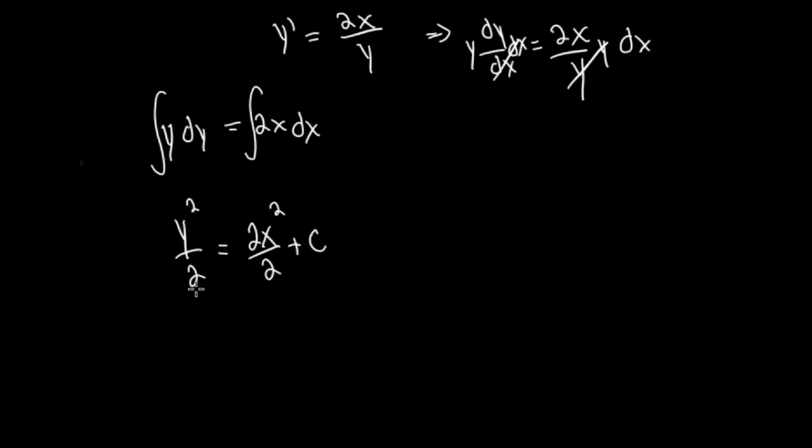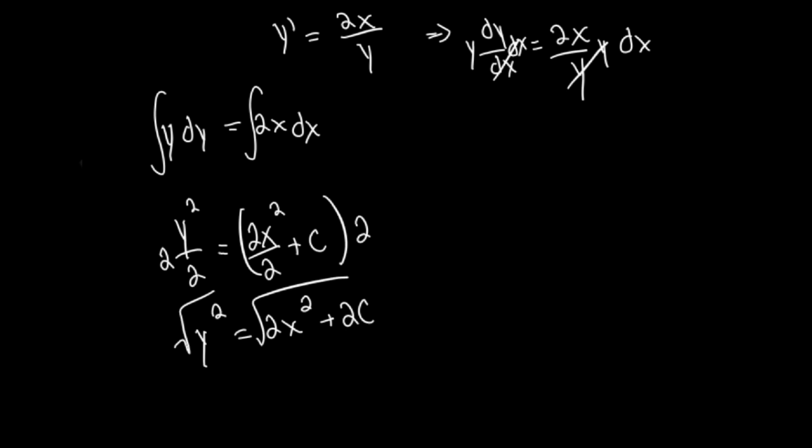Now, the third step is to solve for y. So we can multiply both sides by 2. So this gives us y squared is equal to 2x, because these two just go to 1 and we multiply by 2. So we have 2x squared plus 2c. Now this is just a constant multiplied by 2, so this would still just be c. So we don't necessarily have to say 2 times c, it can just be written as c. Then we'll take the square root of both sides, and we're left with y is equal to the square root of 2x squared plus c.